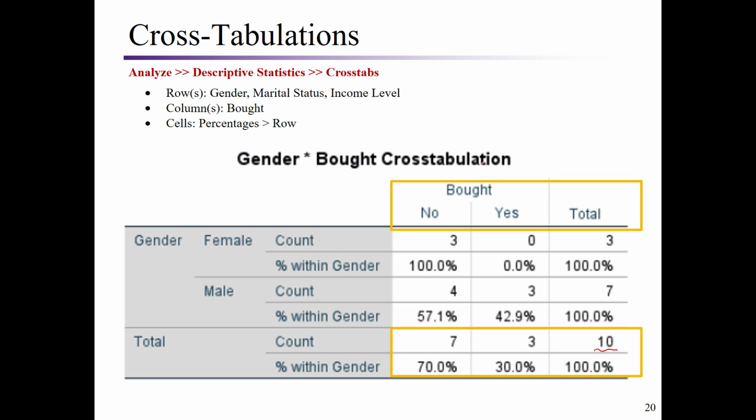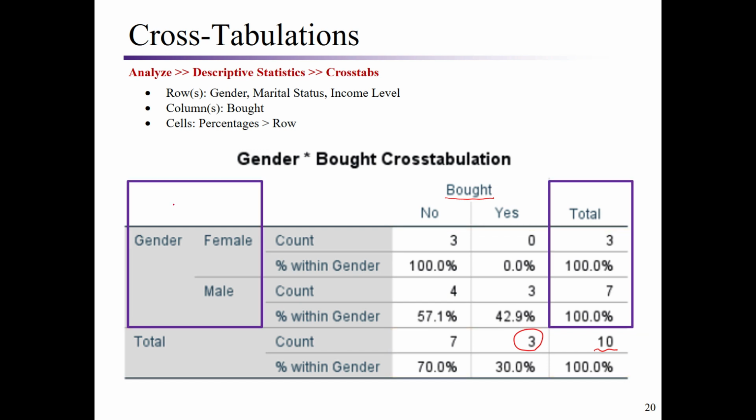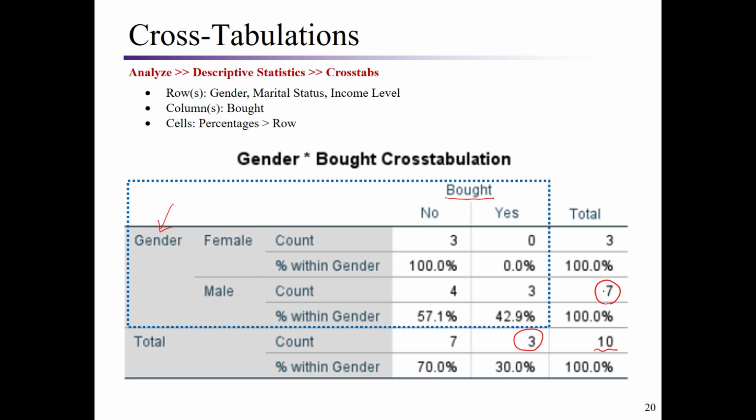We already looked at that in the case of the bought variable: 3 people bought Greek yogurt. In terms of gender, 7 customers were male, something like that. So cross tabulation is nothing but a combination of 2 frequency tables.